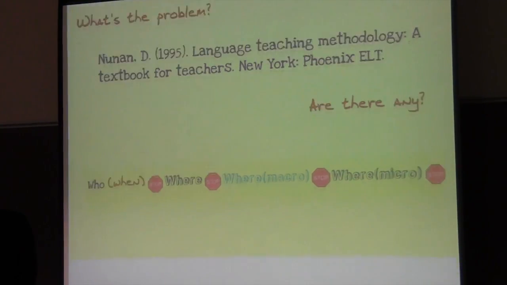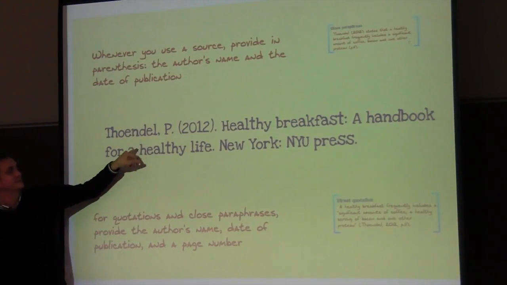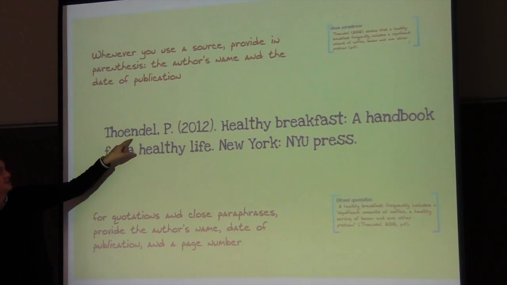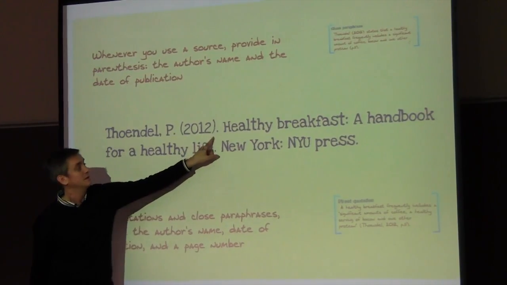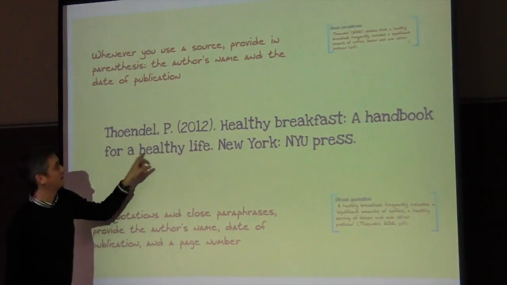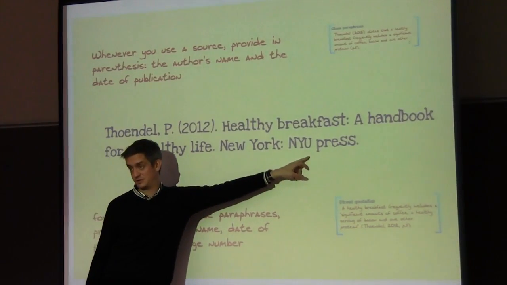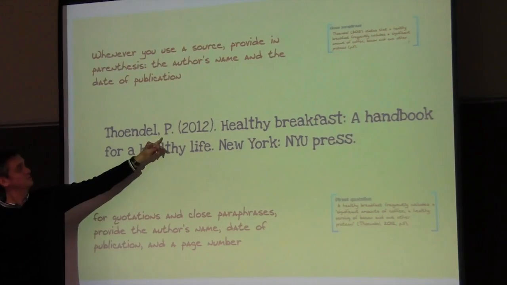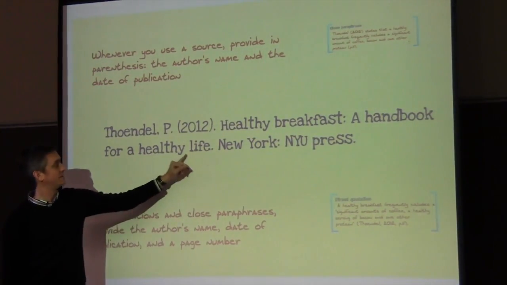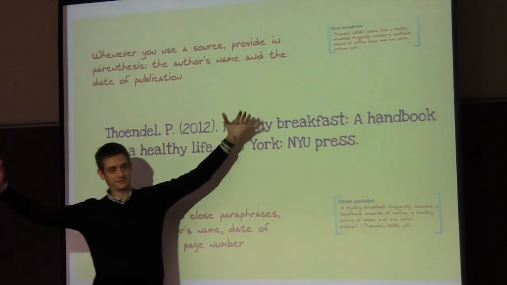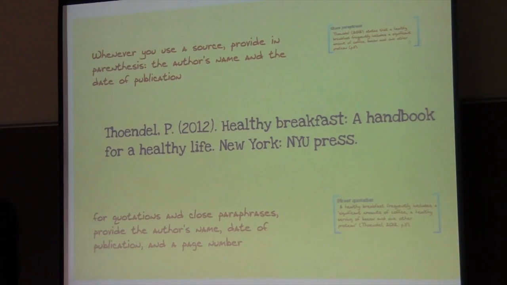So here we've got another source. This is just a made-up source. We've got who, then we've got when, the article, where it was published, and the publisher. So we've got who, when, where. We've got where at the macro level, like zoomed out, far away, and then where at the micro level. So we've got everything that's relevant.